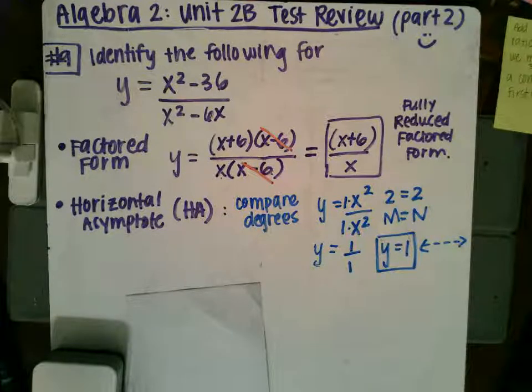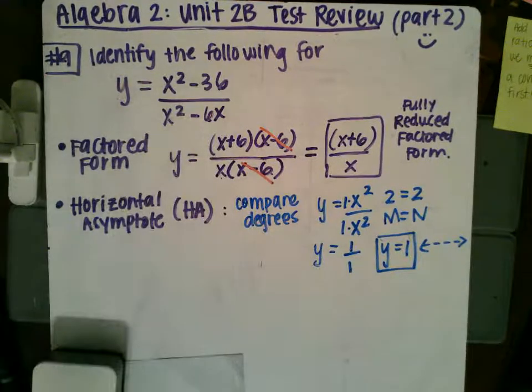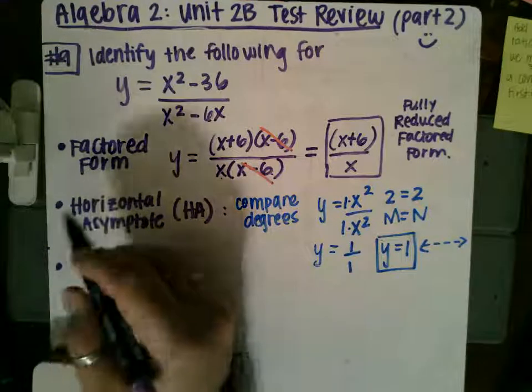The next question says to find our vertical asymptote. It says to identify our vertical asymptote.